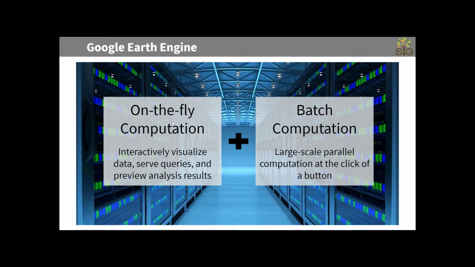So, again, I'm hitting this because it's awesome. They do on-the-fly computation, so everything happens at the click of a button, and batch computation. That means that when you run a script, that processing is separate, it goes in parallel on different computers on Google's servers. So it's not all happening on just one. It's happening in parallel, which makes it very, very fast.